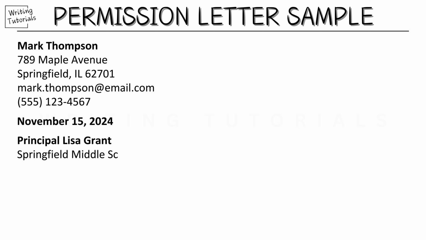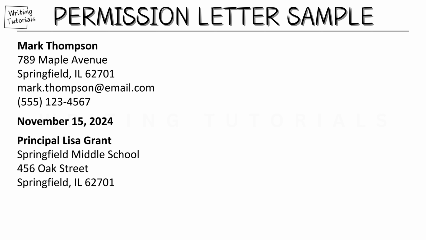After the date, we add the recipient's information. In Mark's letter, he's addressing it to Principal Lisa Grant of Springfield Middle School. Here's how it looks. Principal Lisa Grant, Springfield Middle School, 456 Oak Street, Springfield, Illinois, 62701. This part is crucial for getting the letter to the right person. Be sure to use the correct title and spell the recipient's name properly. Double-check the school's address if you're writing a similar letter so that it reaches the right office and doesn't get lost.